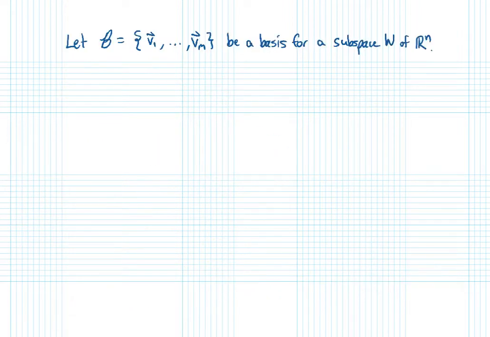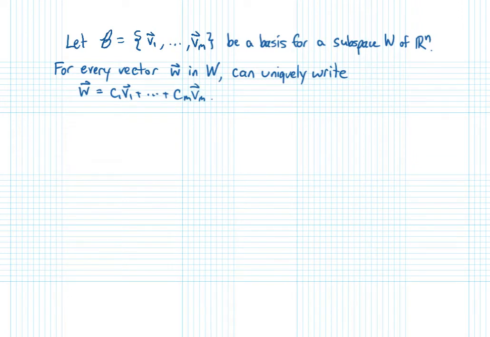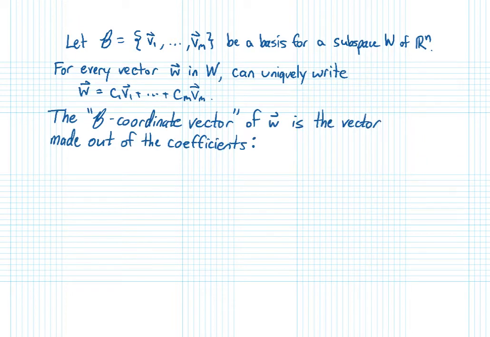Okay, so suppose you have a basis for a subspace W of R^n. Sometimes it's convenient to just give a name to the entire basis so you don't have to keep writing out all of those vectors. And so I'm using a curly B to describe the entire set of vectors that forms this basis. We know now that every vector in the subspace can be uniquely written as a linear combination of the basis vectors. And then from this expression, we can form a vector that's called the b-coordinate vector of W, and that's the vector that's made out of those coefficients.